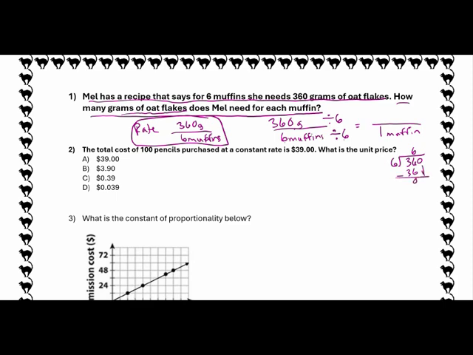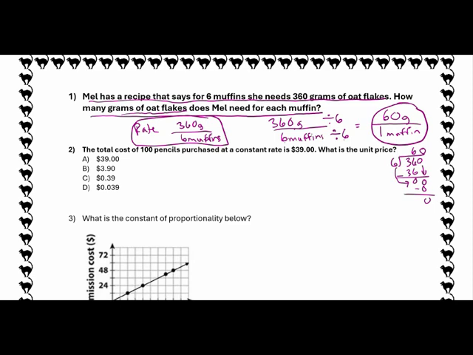Subtract, you get 0. Bring down 0. 6 goes into 0 0 times. 0 times 6 is 0. And we get 60. 60 grams of oat flakes for one muffin. You could also do 360 divided by 6 in a calculator if you have it, but you should be able to do long division.